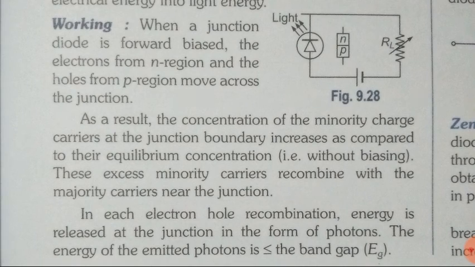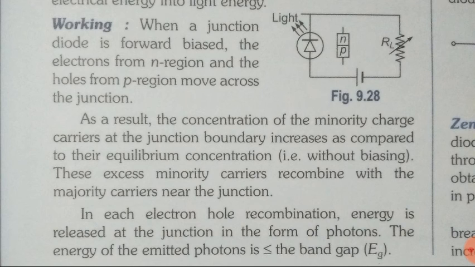So how does it work? Here you can read its working. When a junction diode is forward biased, the electrons from the N region and the holes from the P region move across the junction. This we have already discussed: when the junction is connected in forward biasing, the electrons and holes, the majority charge carriers, start moving towards the junction. As a result, what happened?